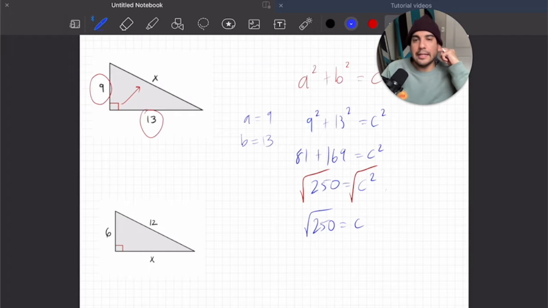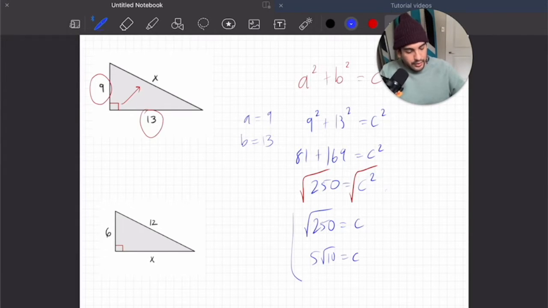Now, if you're taking pre-algebra, you might not know how to simplify this, but if you're taking algebra, you can probably simplify this radical into something like 5 root 10 is equal to c. At the moment, you don't need to worry about this if you're taking pre-algebra, but if you're taking algebra, I'm sure that your teacher is going to ask you to simplify this correctly.